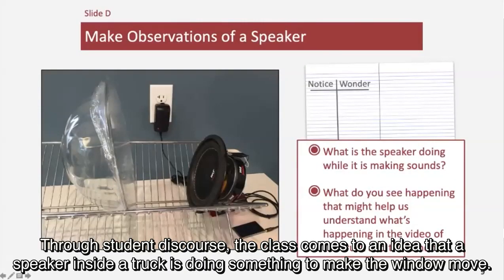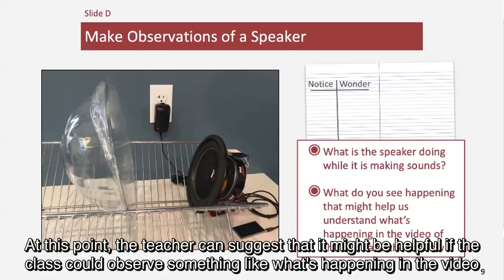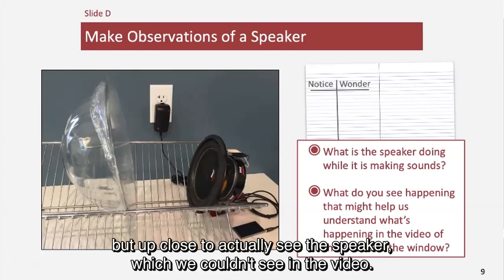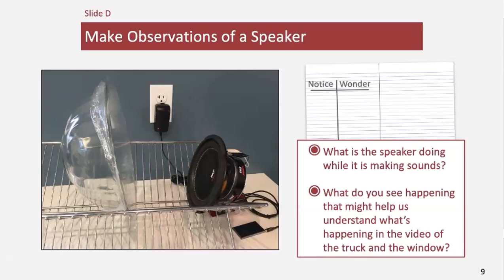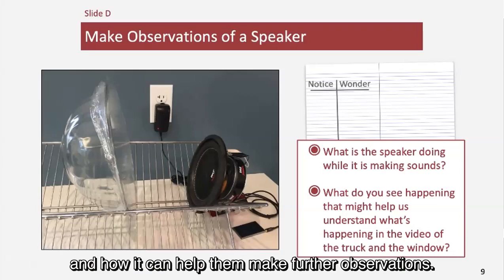Through student discourse, the class comes to an idea that a speaker inside a truck is doing something to make the window move. At this point, the teacher can suggest that it might be helpful if the class could observe something like what's happening in the video, but up close, to actually see the speaker, which we couldn't see in the video. Students can be prompted to identify how this setup models what they saw in the video and how it can help them make further observations.